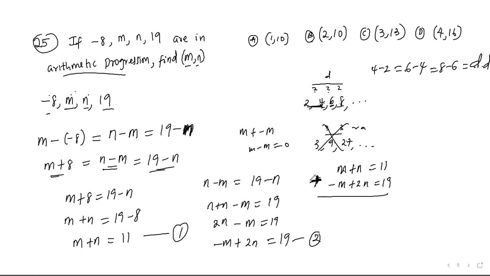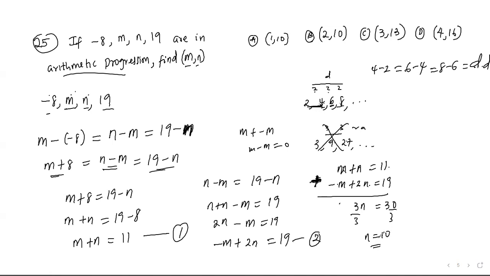If addition fails, I would have put subtraction, but subtraction will not give me 0. Subtraction will not eliminate this m to 0. That's why I had to use addition. So m plus minus m will give me 0. Then n plus 2n will give me 3n. And 11 plus 19 should give me 30. And therefore, we divide everybody by 3. So n is equal to 10.